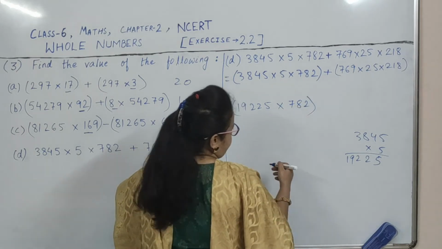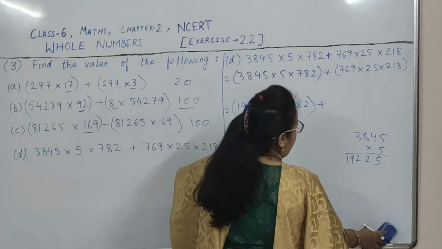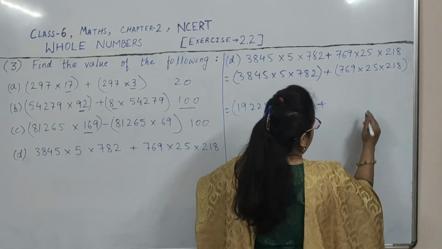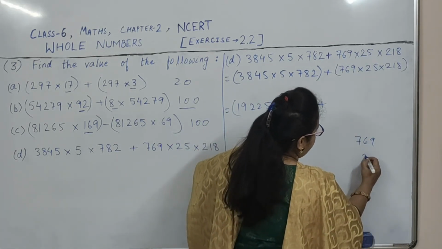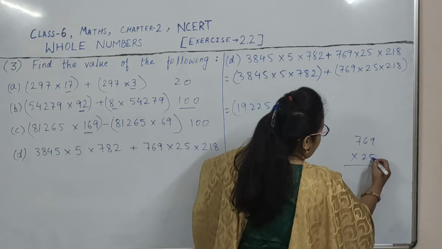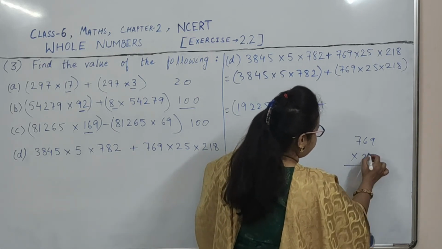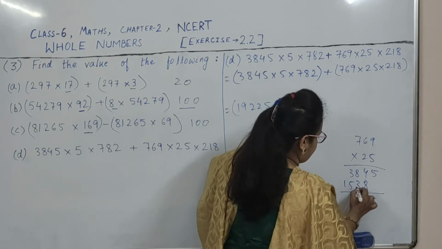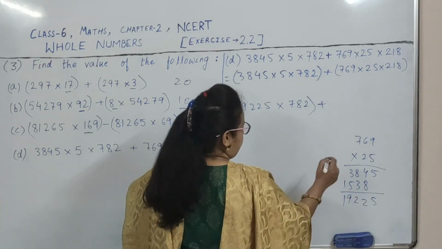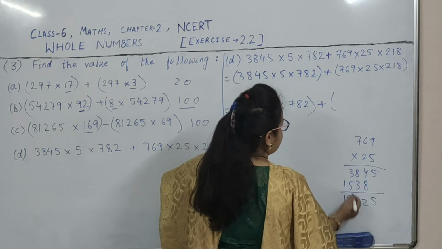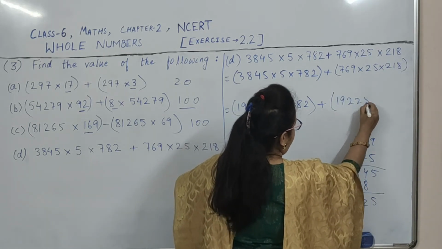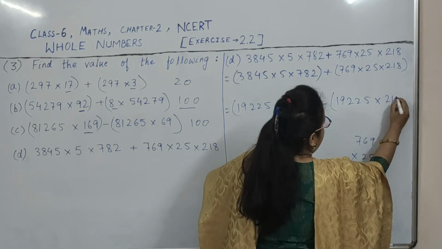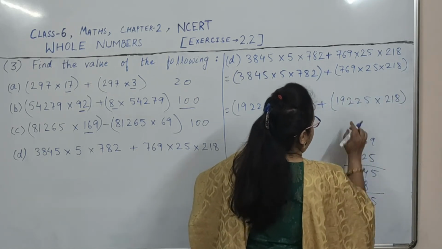Okay, we will write it again inside the bracket. Plus sign is there, so we have put the plus sign. Okay, now we will find the product of these two numbers. 769 into 25. 5 9s are 45. See, the product of these two numbers is this one, 19225 into what remains? This number remains, 218, because the product of these two we have written here.